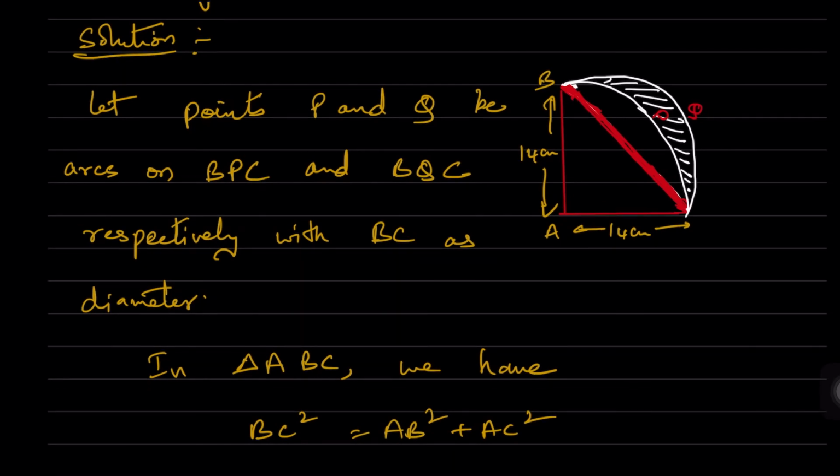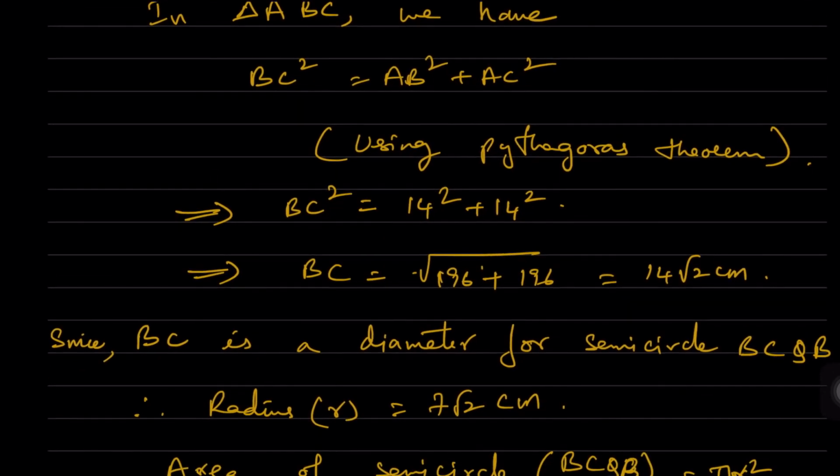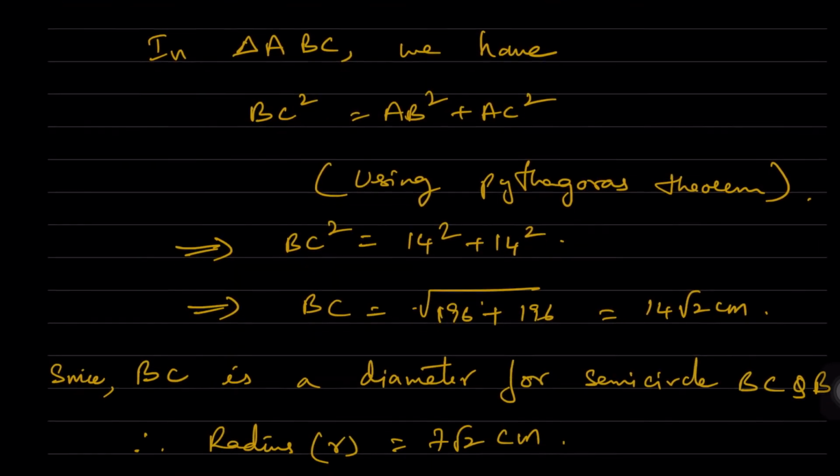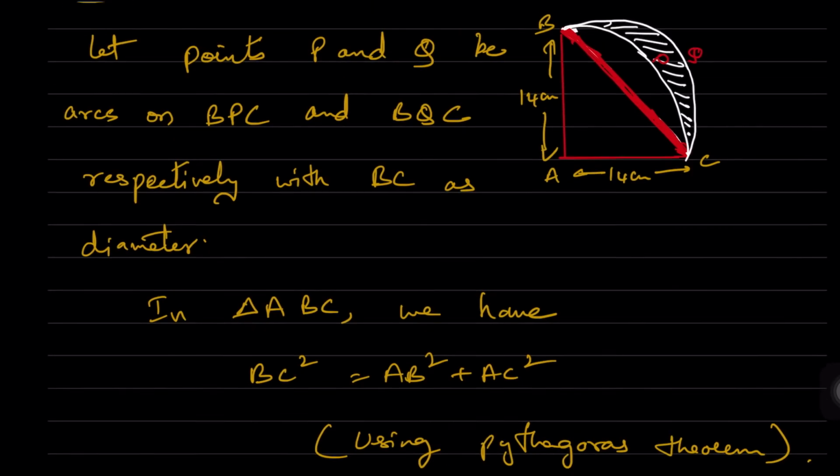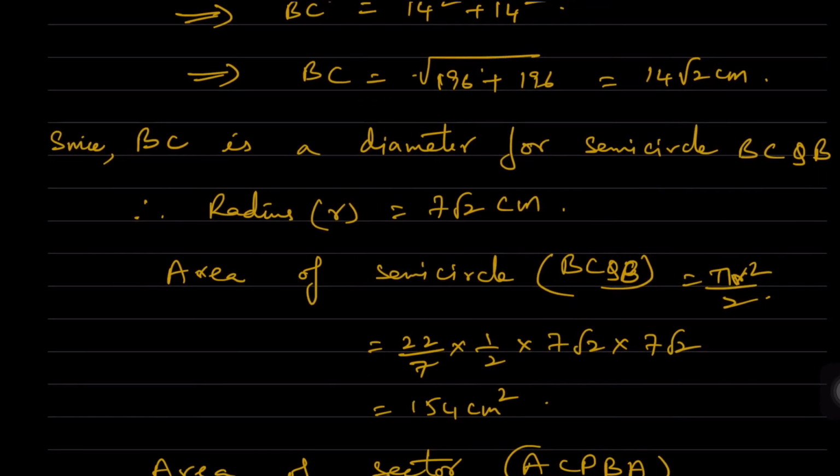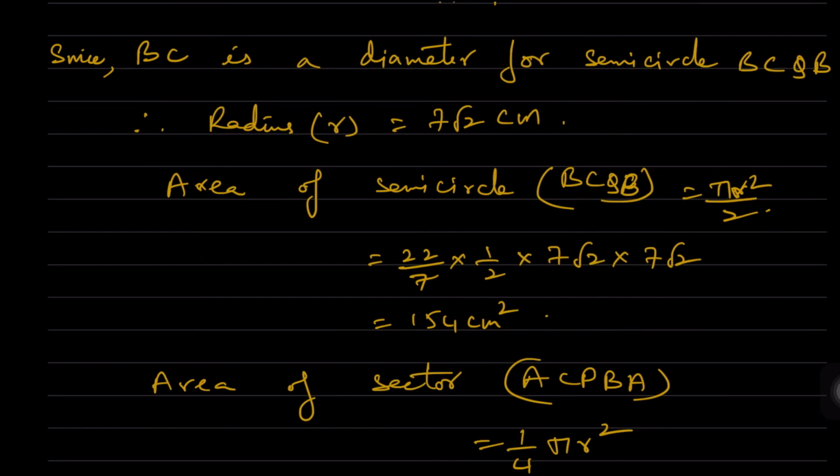Over there, the angle in the semicircle is also 90 degrees. So you can write BC is equal to the square root of 196 plus 196, which is equal to 14 root 2 centimeters. So BC is the diameter of semicircle BCQB. Radius is equal to half of that, that is 7 root 2 centimeter. So area of semicircle is equal to pi r square by 2, which is equal to 22 by 7 into half into 7 root 2 into 7 root 2, which is equal to 154 centimeter square. So now we got the area of the semicircle.